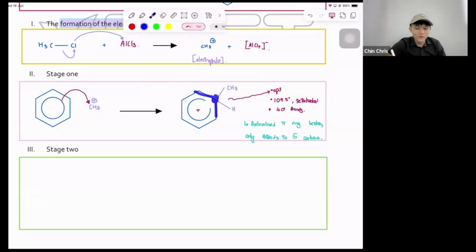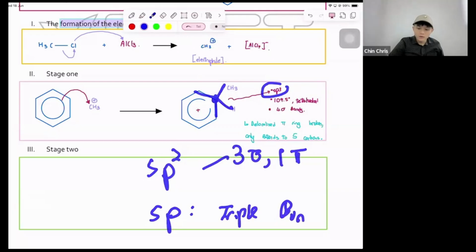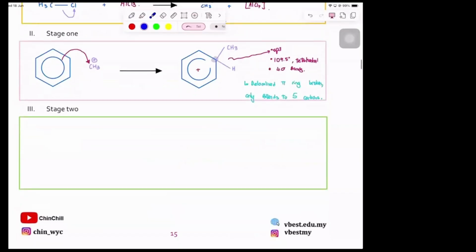Four sigma bonds, right? 1, 2, 3, 4. Guys, four sigma bonds is always sp3. sp2 is three sigma and you have a double bond, right? One pi, you have a double bond. sp is when you have a triple bond, or you have two pi bonds here. So can you see that four sigma bonds is definitely sp3. Okay, now stage 1 done.